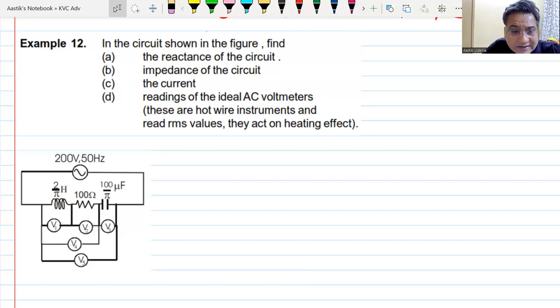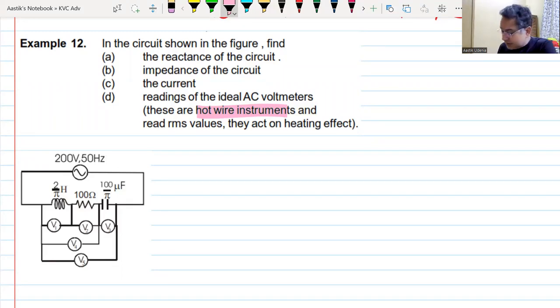Then they have given you five voltmeters, which are AC voltmeters, hot wire instruments, which are going to measure the RMS value of voltage across different elements. V1 is connected across the inductor, V2 is connected across the resistor, V3 is connected across the capacitor, V4 is connected across the series combination of inductor and resistor, and V5 is connected across the series combination of all the three. You have to find out the readings in V1, V2, V3, V4 and V5 and all the other things. I'll give you 2 minutes to crack this problem.